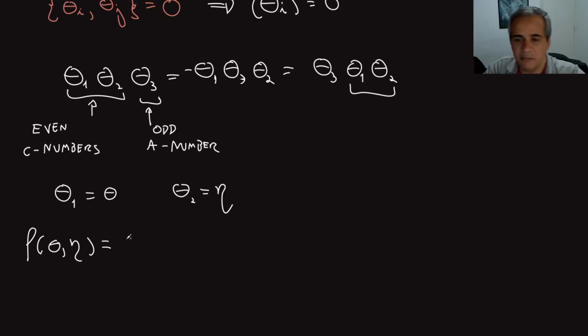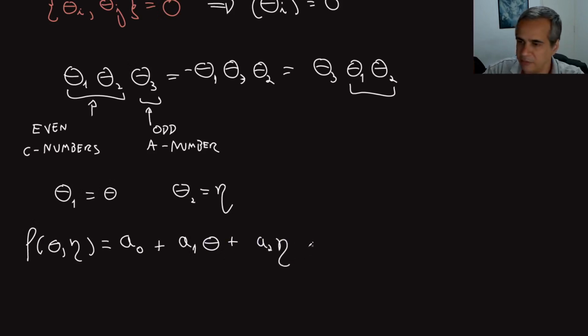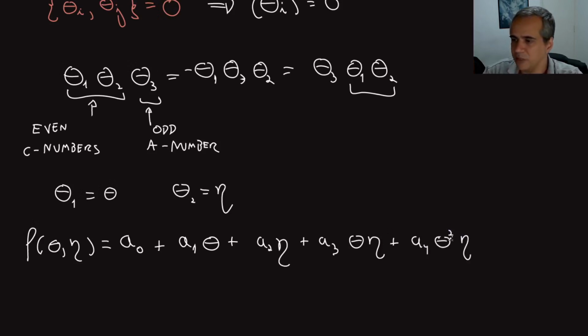Let's make something similar to a Taylor series here. I have some coefficient a0, plus a1 times theta, plus a2 times eta, plus a3 times theta times eta, and now there's nothing else, because if I try to put any extra powers of theta or eta, that will be 0. Theta square is 0, eta square is 0, unless I have more generators in my algebra. That's basically anything I can build within this space of two generators.